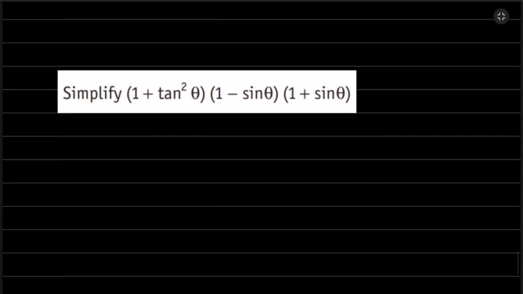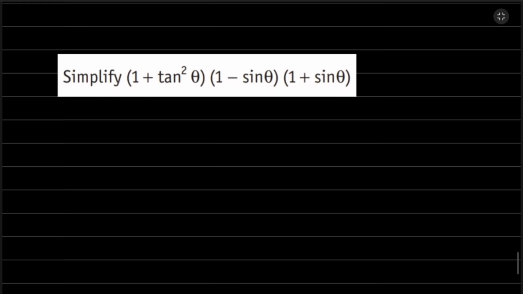Simplify (1 plus tan square theta) multiplied by (1 minus sine theta) into (1 plus sine theta). So it's again very easy. The minute you see this, what identity do you see here? (A minus B) into (A plus B), which is A square minus B square. So let's do this. You just have to simplify, right? (1 plus tan square theta) multiplied by (1 minus sine square theta). A square minus B square.